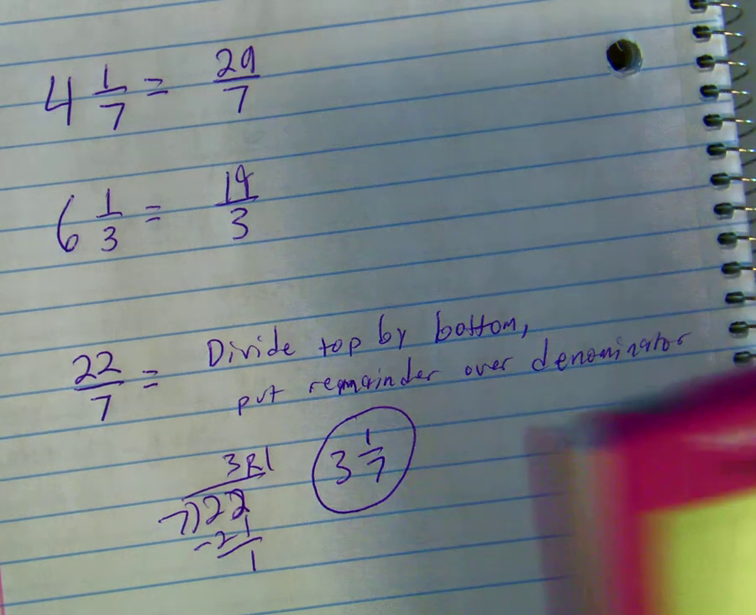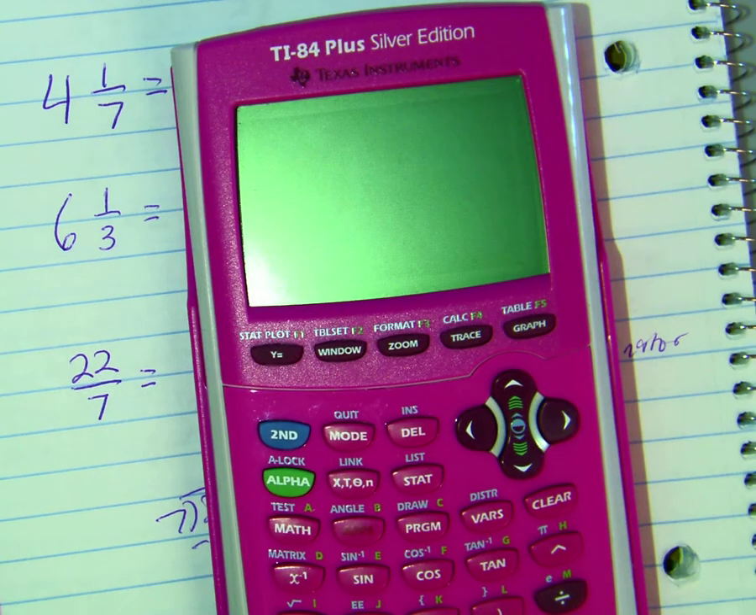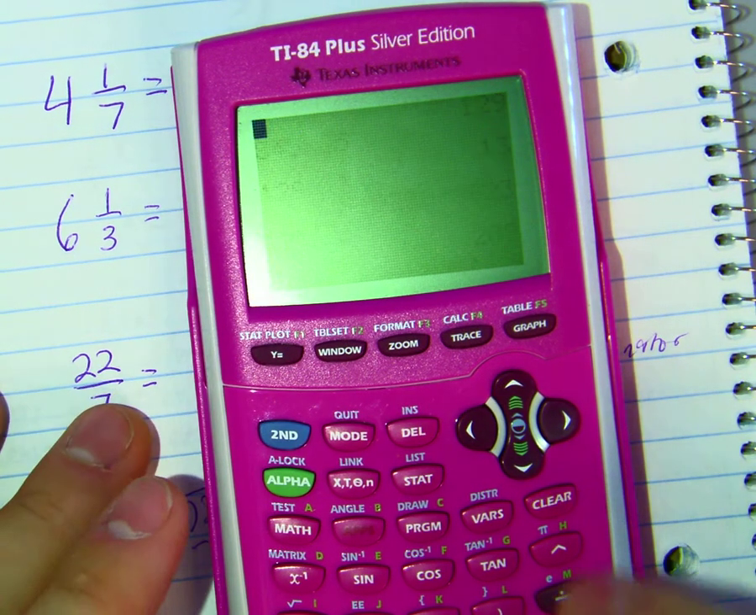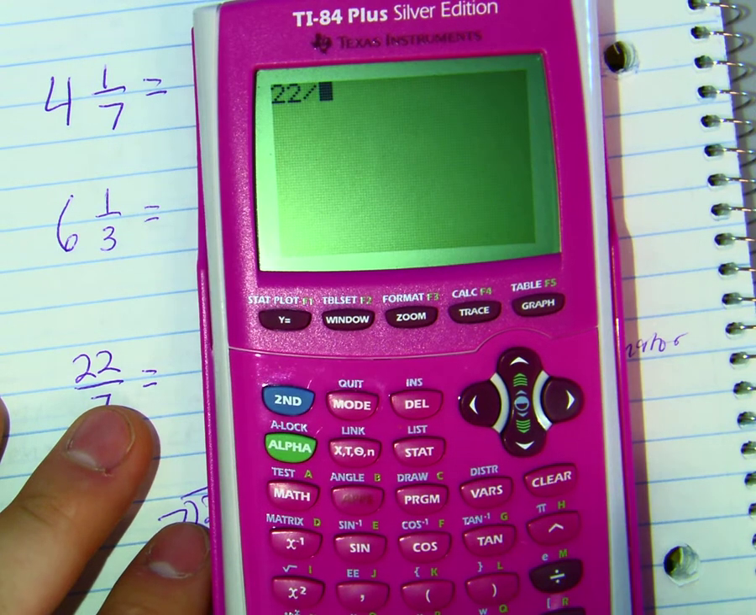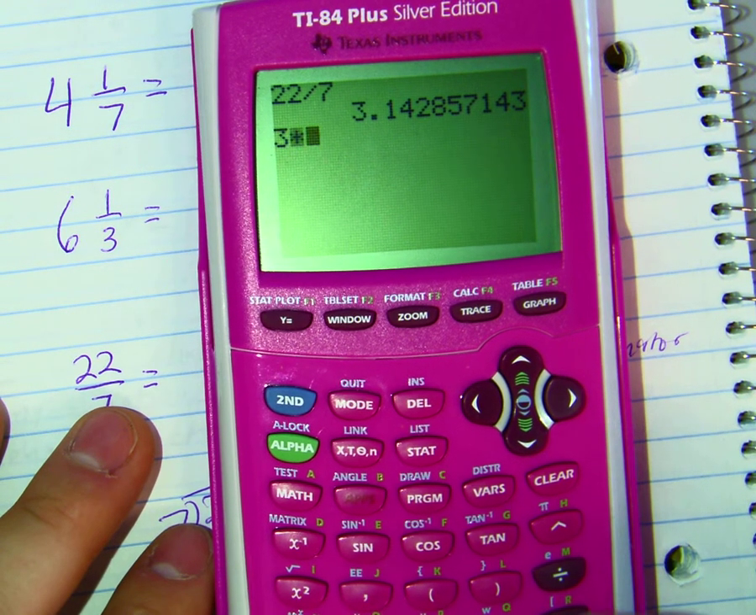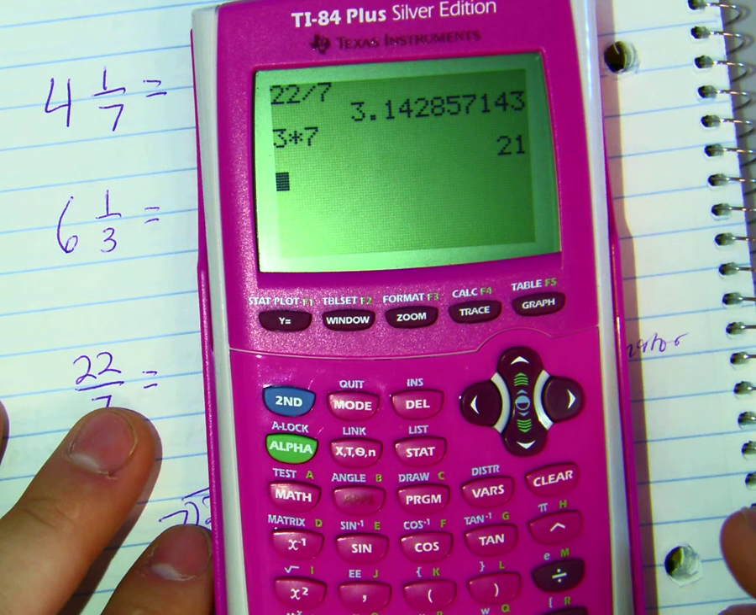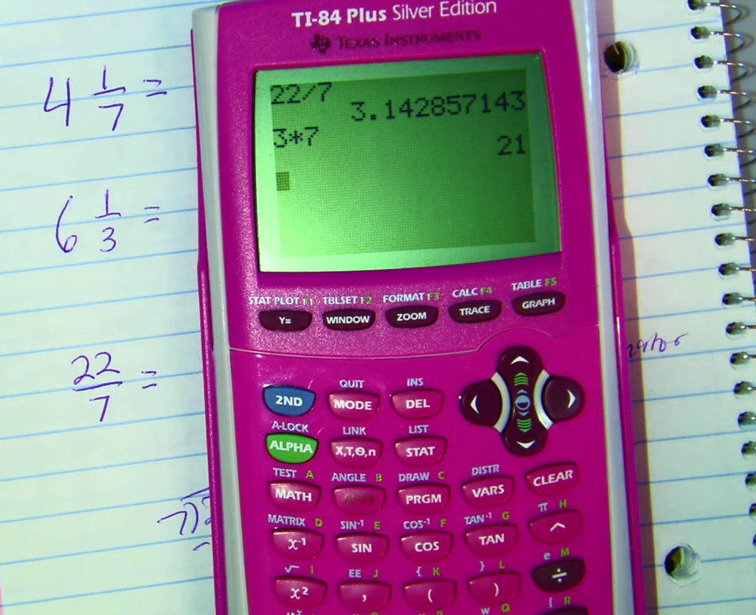An easier way to do this, if you don't want to show all the division steps, you could have said 22 divided by 7, and you get that. So you would say 3 times 7 is 21. Looks like I need one more to get to 22. Because when you're dealing with bigger numbers, it's not going to be quite as simple.